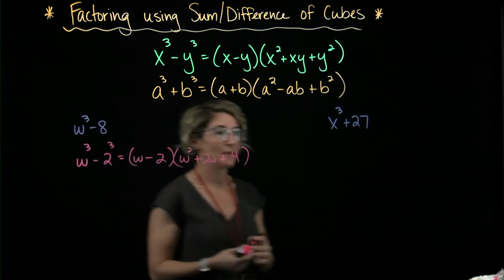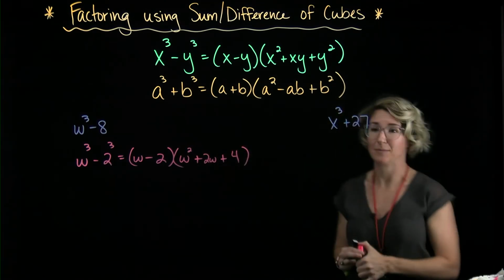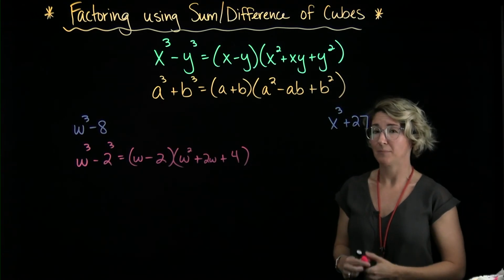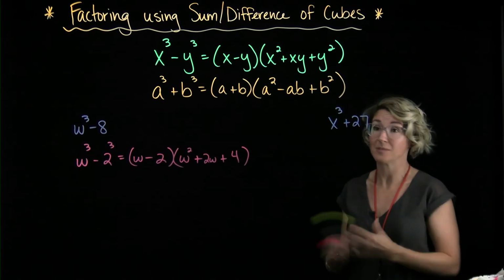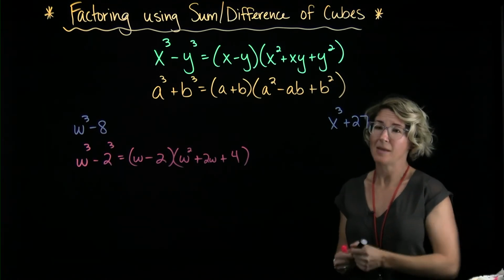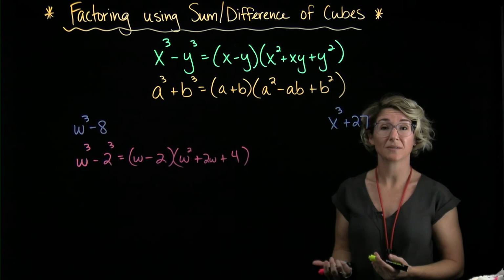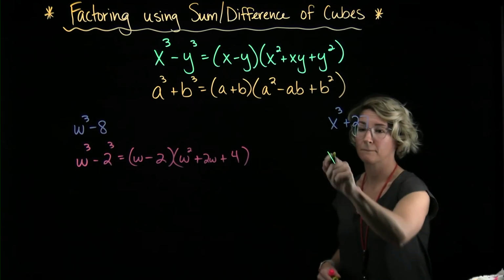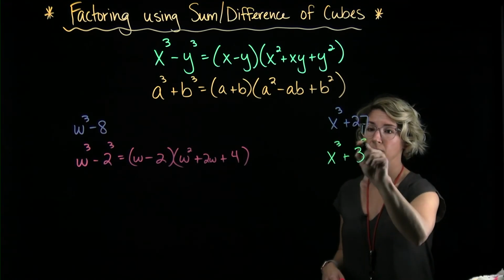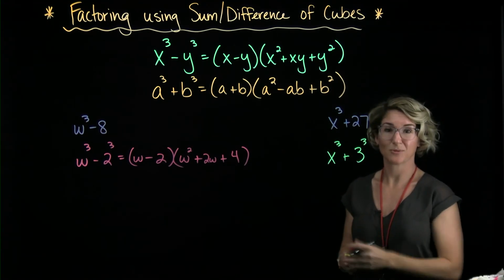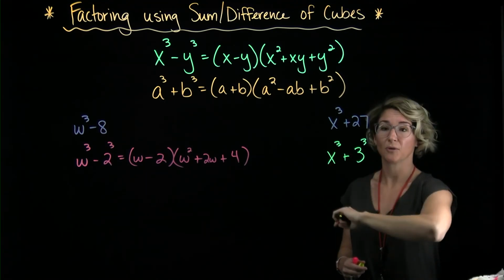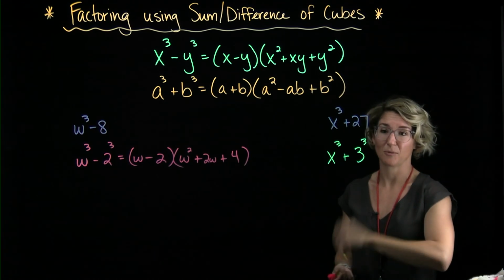Let's look at this one. This one has an addition sign in between, so this is a sum. But it doesn't quite look like a cubes problem yet because I need both of my terms to be something cubed. And right now the only thing that's cubed is my x. So can you make that 27 into something cubed instead? How about a 3? Isn't 3 times 3 times 3 27? So now I have a binomial, two terms, that are both cubed. And now I can use the sum of cubes formula.